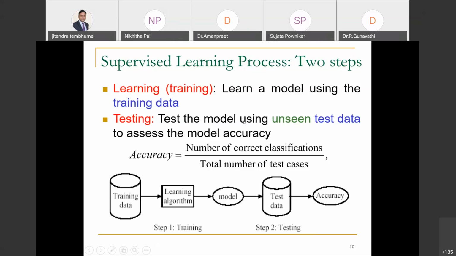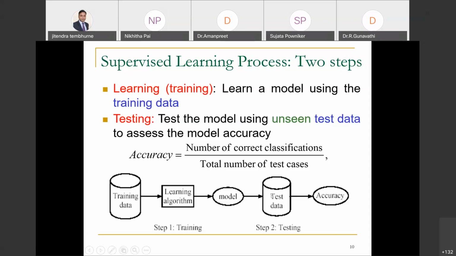What is accuracy? Number of correct classifications divided by total number of test cases. Whatever the number of test cases you want to check, based on that you can calculate the accuracy. With this figure you can easily see we have to follow two steps. The first step is training, where you have the training data, which is totally separate, and it is applied on the learning algorithm. Once it is applied on the learning algorithm, your model is ready.